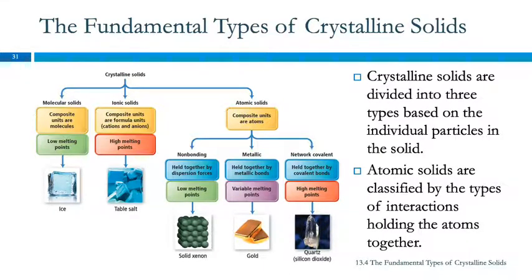Or are the individual pieces, particles, atoms? Then we have an atomic solid. Atomic solids can be broken into 3 more categories. Non-bonding, where the atoms are not bonded to each other, they are just held together by dispersion forces. You have individual atoms. An atom itself cannot be polar, but it can have spontaneous dipoles and dispersion forces, and that's all that's going to hold those together. We can have a metallic atomic solid, where these are metal atoms and they're held together by metallic bonds. Or we can have a network covalent solid, where we've got covalent bonds holding the atoms together.